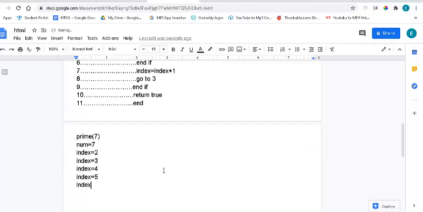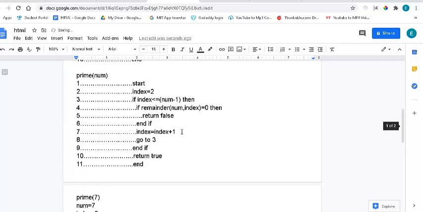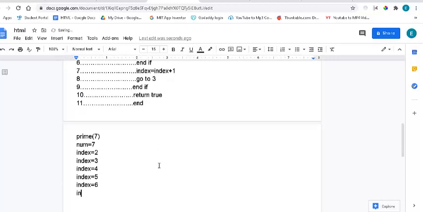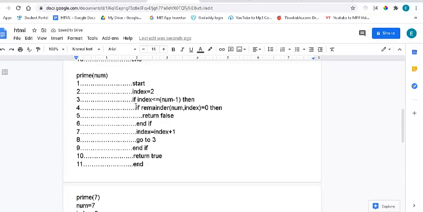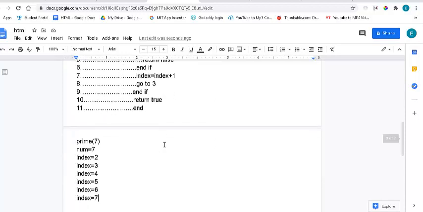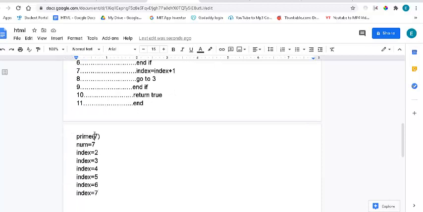So index becomes 6. It goes to the top. Is 6 less than or equal to 6? Num minus 1, 7 minus 1. The answer is yes, that's correct. Then it goes here. What is the remainder of 7 divided by 6? It is 1. So it's not 0. Then it goes back here. Then index becomes 7. It goes to the top of the loop again. Is index less than or equal to 6? No. It gets out of the loop and it returns true, which is correct because 7 is a prime number.